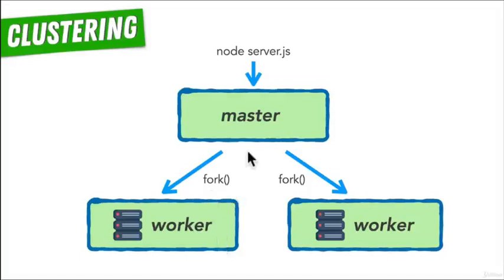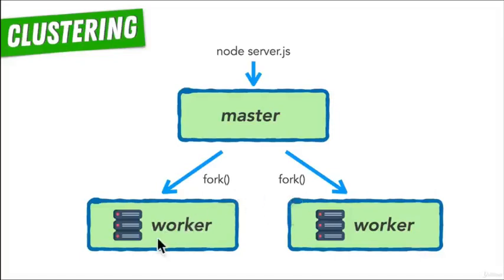In this example, where the fork function has been called twice, we now have 3 node processes running. The master, which we created ourselves when we told Node to execute server.js, and then the 2 worker processes that were each created by the fork function.